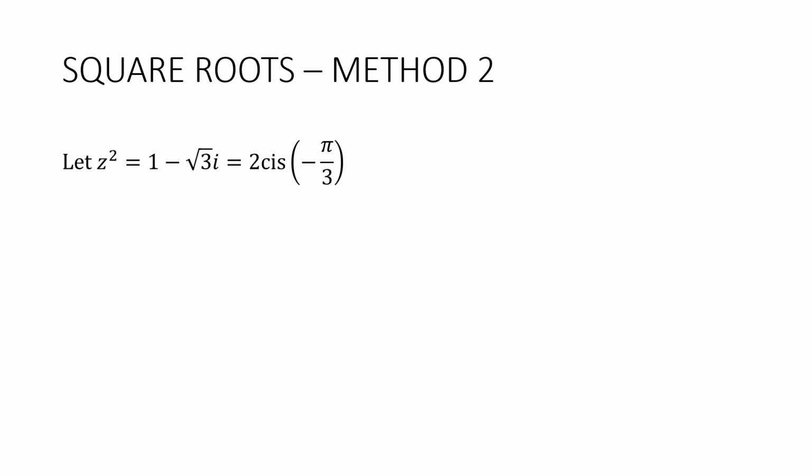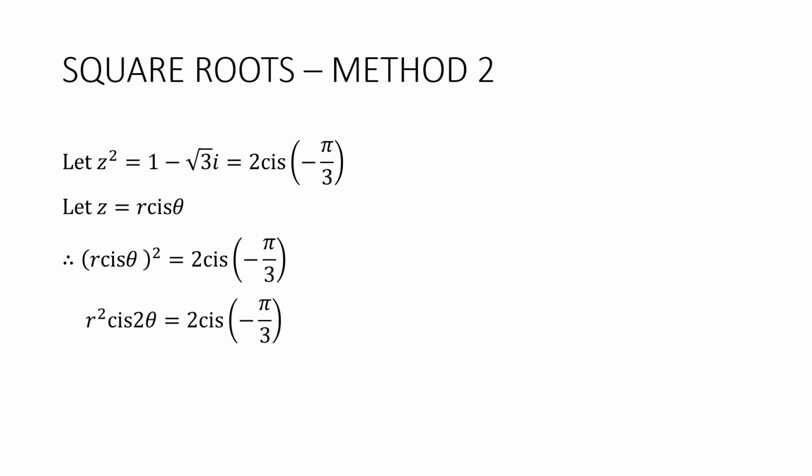Now z is going to be equal to r cis theta, so let's substitute that in. So we've got (r cis theta) all squared is equal to 2 cis -π/3. Using de Moivre's theorem, we have r² cis 2θ is equal to 2 cis -π/3. Now we're going to equate the arguments and the moduluses.